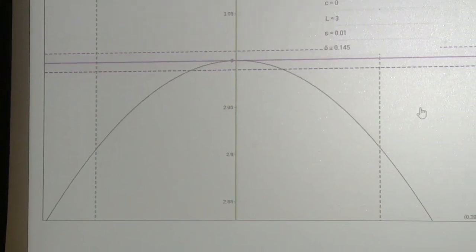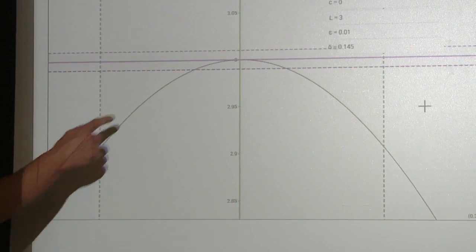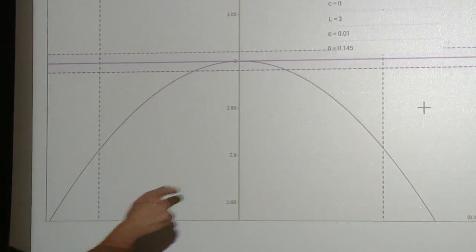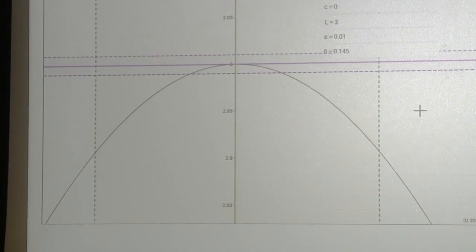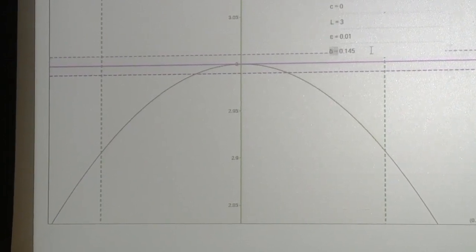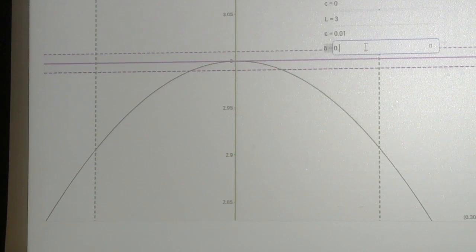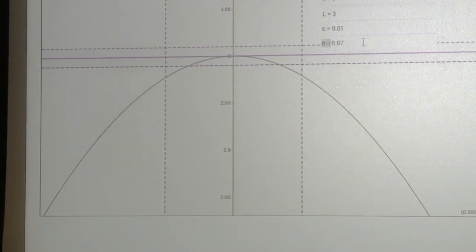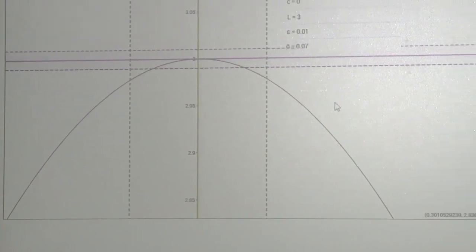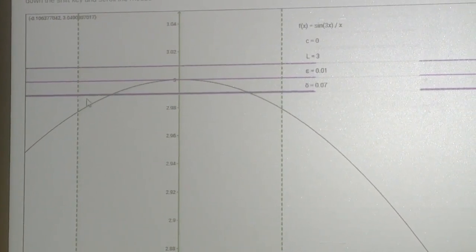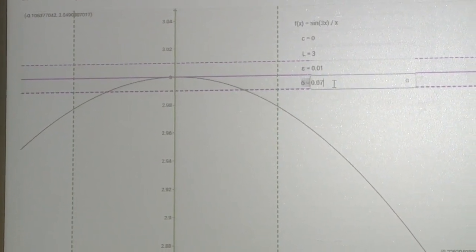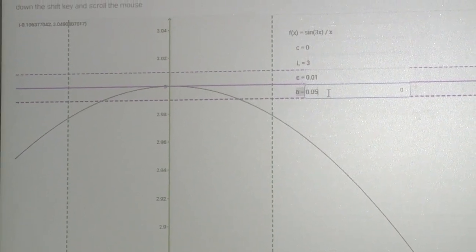So our delta is definitely not working, right? Because all of these y values fall outside of the epsilon band, as do all of these y values. So should my new delta be bigger or smaller? Smaller. So what if we cut it in half to 0.07? That work? Still doesn't work, right? We have a lot of y values here that are too low and here that are too low. How about 0.05?